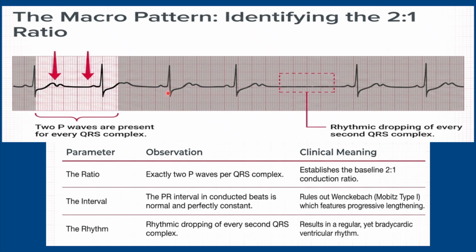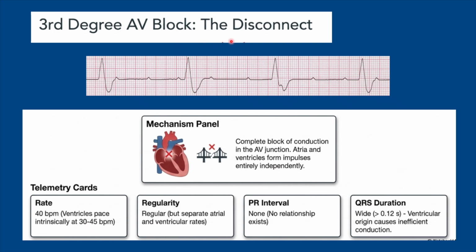There is rhythmic dropping of every second QRS complex. So there is regular but bradycardic ventricular rhythm. In third degree AV block, there is complete disconnection between the atria and the ventricles. All the wires are cut. There is no relation. And what do we expect if this happens? The atria would be stimulated completely separate from the ventricles. So you will find the P waves are completely dissociated from the ventricular activity. There is no relation.